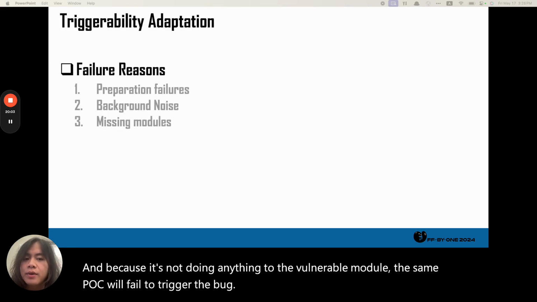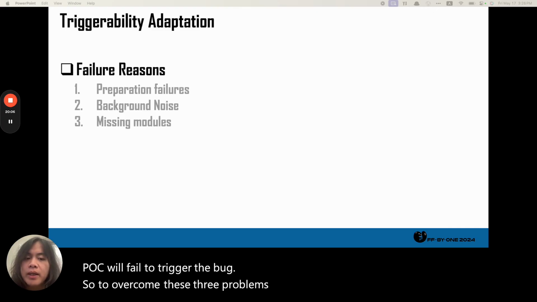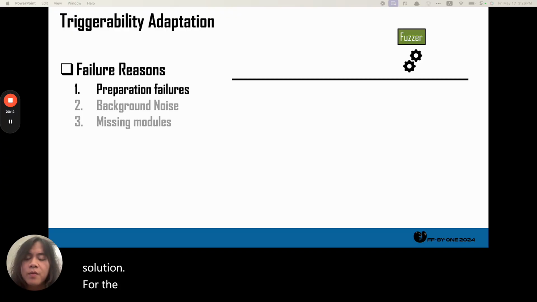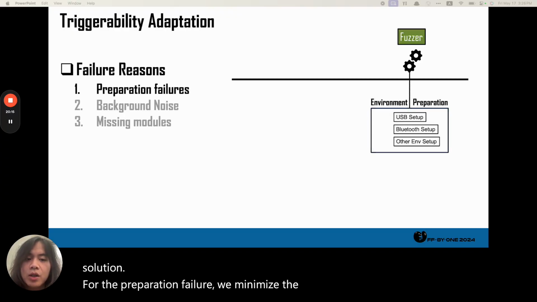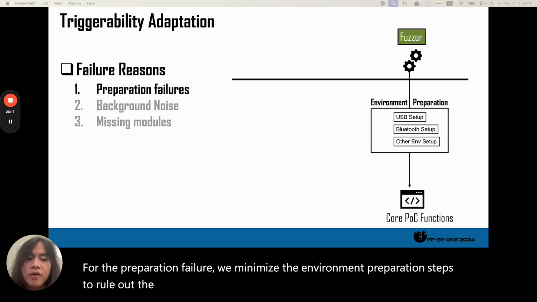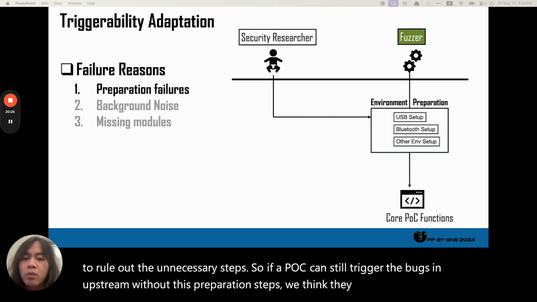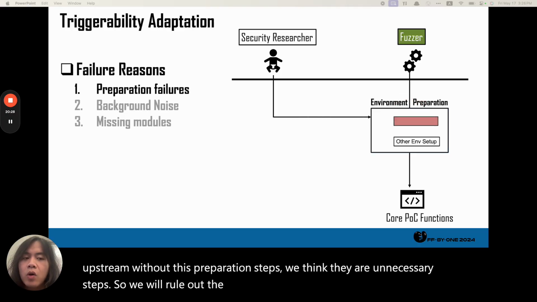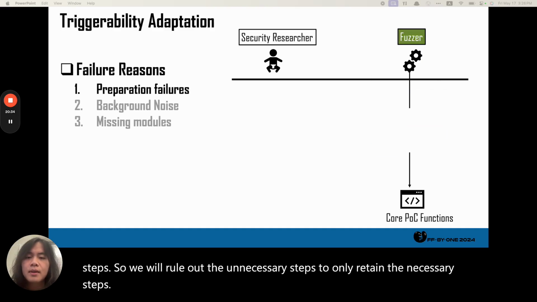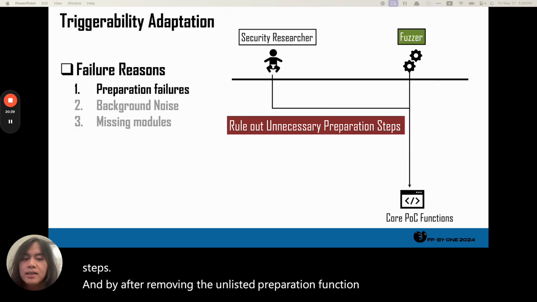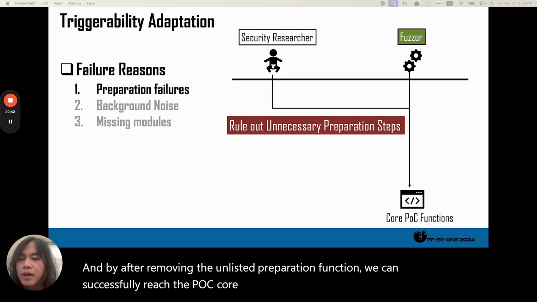So to overcome these three problems, we came up with three automated solutions. For the preparation failure, we minimize the environment preparation steps to rule out the unnecessary ones. If a POC can still trigger the bug in upstream without a preparation step, we consider it unnecessary. So we rule out the unnecessary steps and retain only the necessary steps. And after removing the unnecessary preparation functions, we can successfully reach the POC core function and trigger the bug.